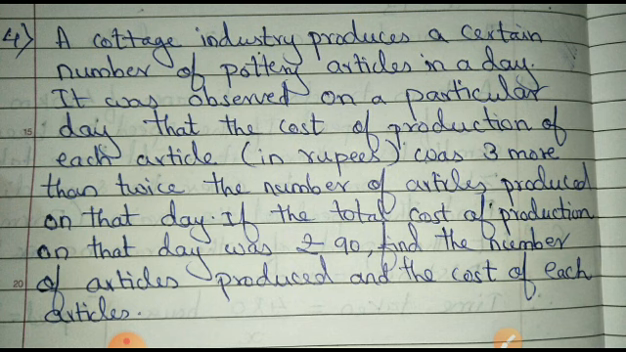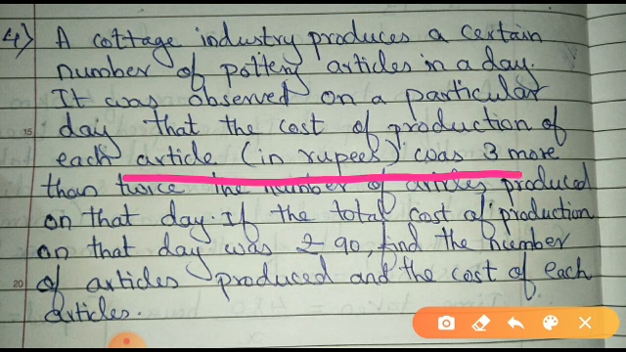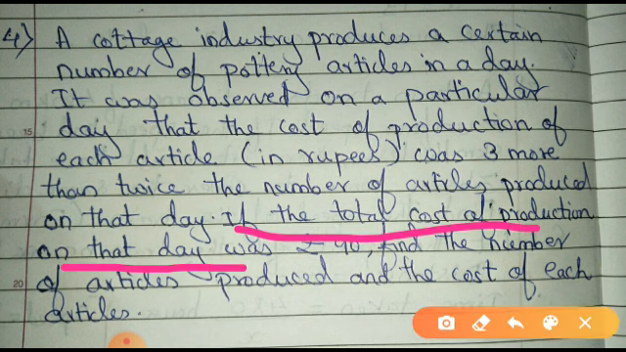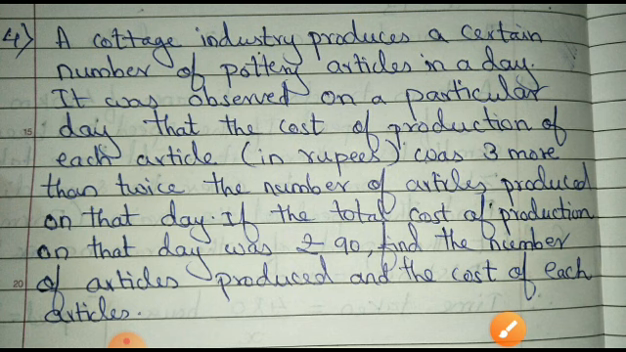A cottage industry produces a certain number of pottery articles in a day. It was observed on a particular day that the cost of the production of each article was 3 more than twice the number of articles produced on that day. The total cost of the production on the day was rupees 90. Find the number of articles produced and the cost of each article.